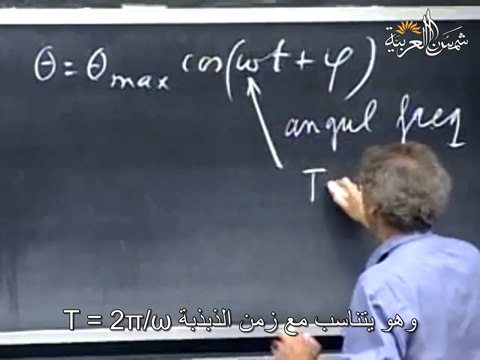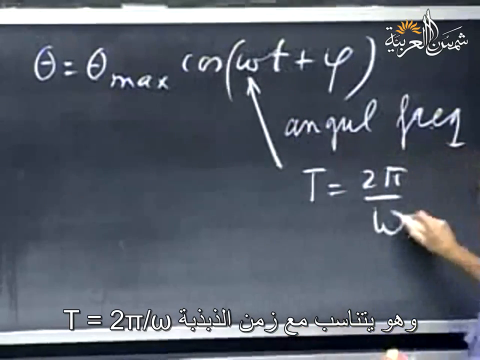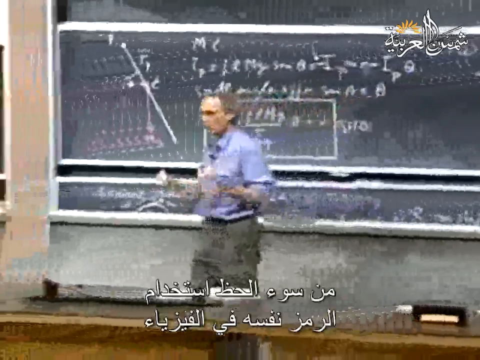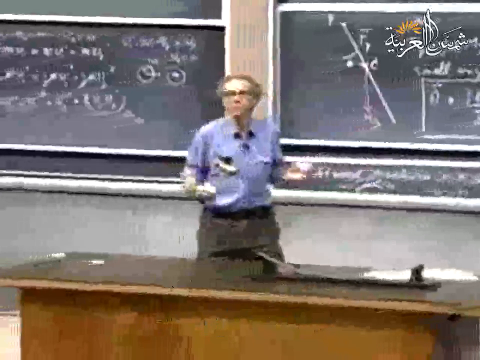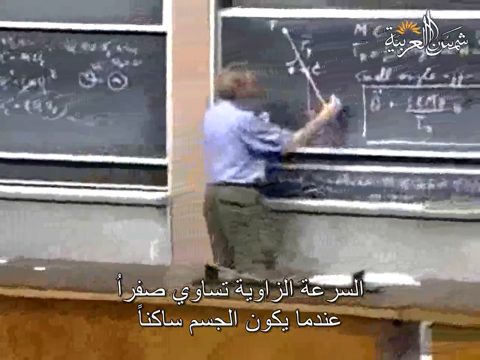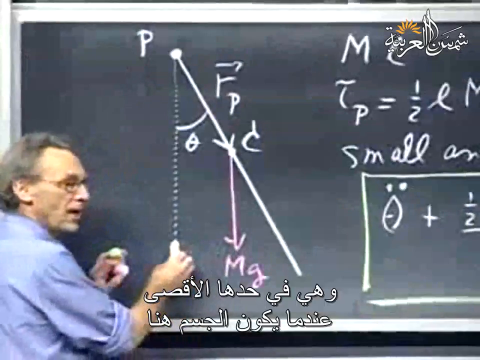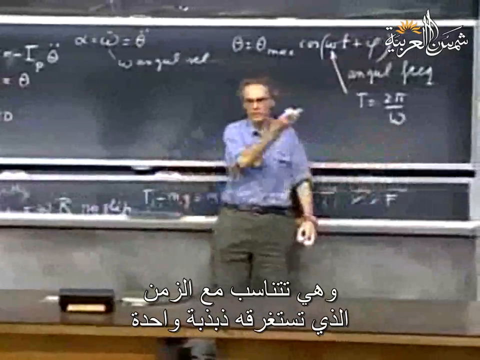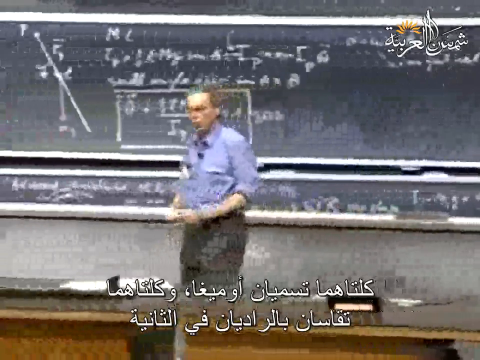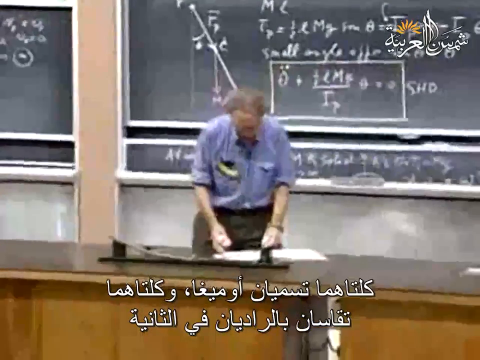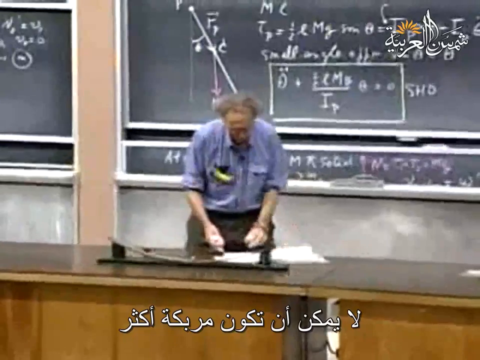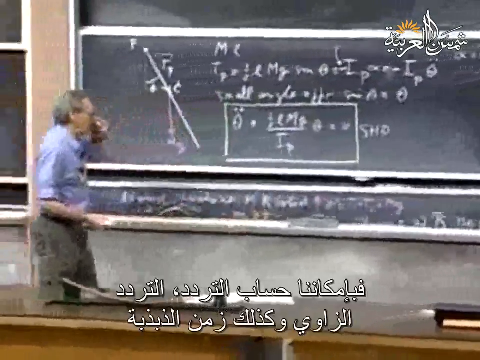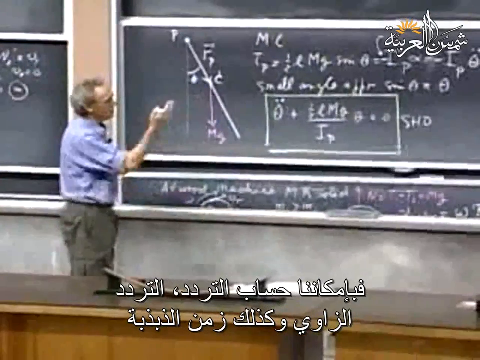This is related to the period T of the oscillation, which is 2π divided by omega. This is a constant. This omega is not a constant. It is unfortunate in physics that we use the same symbol. The angular velocity is 0 when the object stands still, and is a maximum when the object is here. That omega is always the same. It's related to how long it takes to make one oscillation. Both are called omega. Both are radians per second. Couldn't be more confusing.